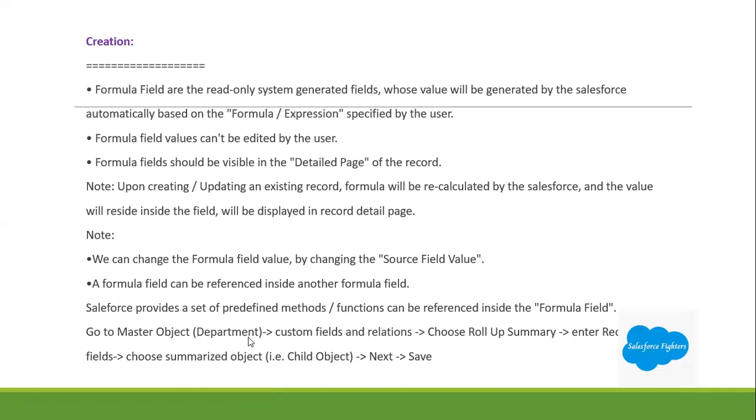Go to the master object, department, custom fields and relations. Choose roll-up summary. Enter the field's details. Choose summarized object, child object, next, save.